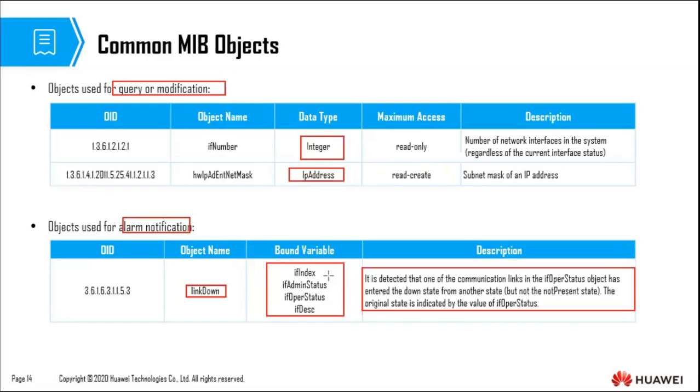Is it up, is it down? When you send a one, it means you've shut down that particular interface administratively. Administratively means you've used the shutdown command to shut it down. Then we have ifOperStatus, which indicates the current operating status of the interface, that is, the link layer protocol status of the interface.